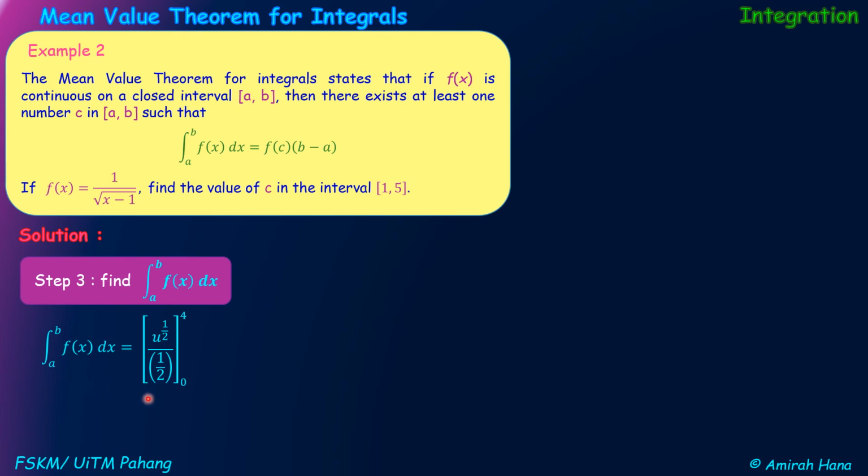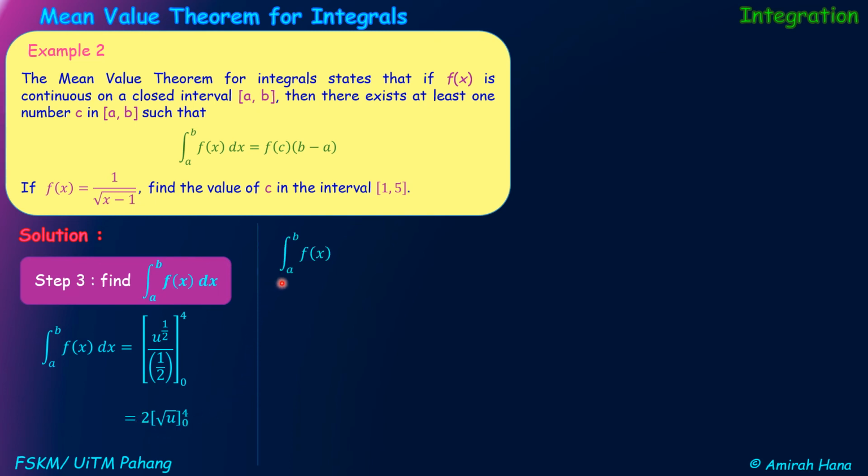From the previous slide, we get this: integration from a to b of f(x) dx equals u to the power of half over half, with square brackets from 0 to 4. Then we can write this: u to the power of half means square root of u. And over half, we can change to multiplication, meaning multiply by 2 over 1. That's why we have 2 here. And since this is a constant, we can move it out.